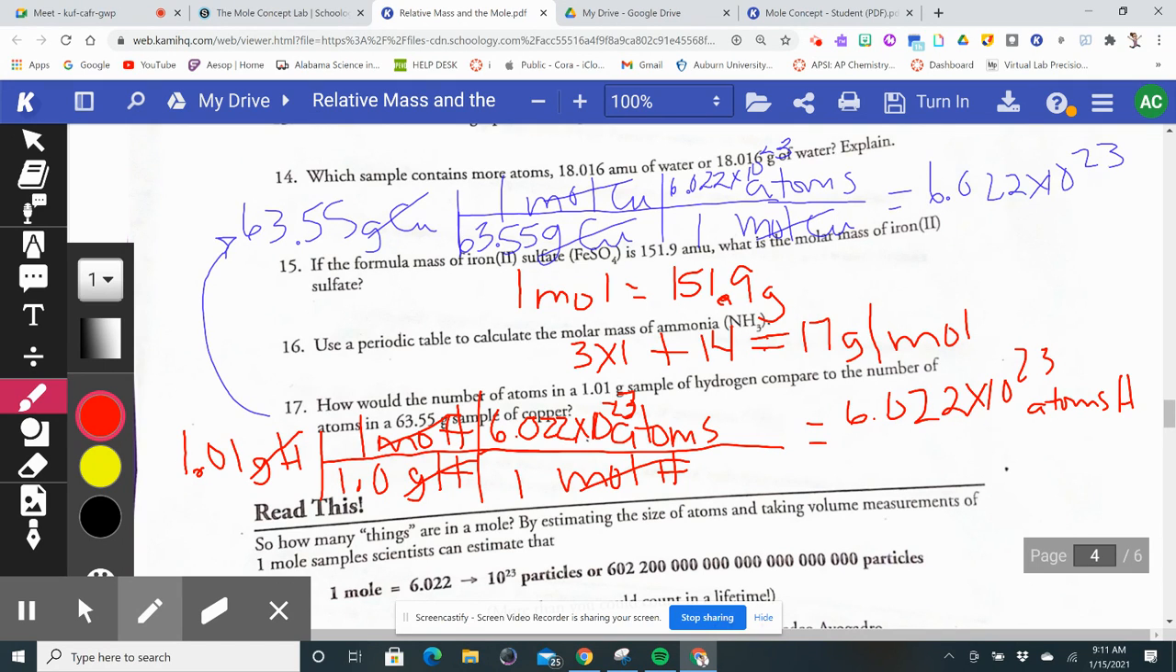So how would the number of atoms in a 1 mole sample compare to the number of atoms in a 63.55 gram sample of copper? They would be the same number. They are the same number.